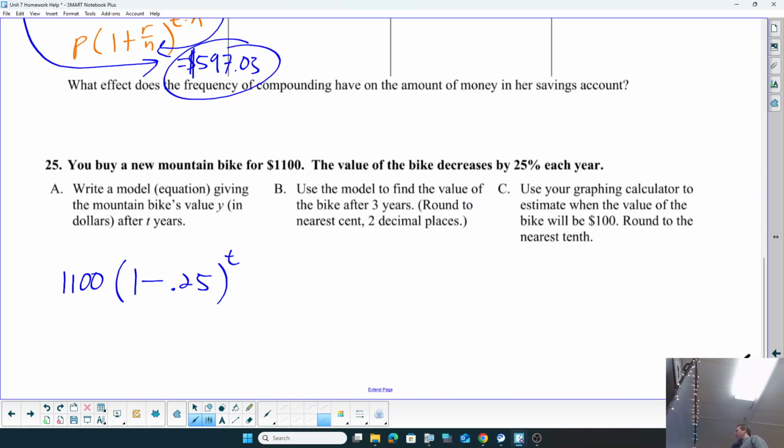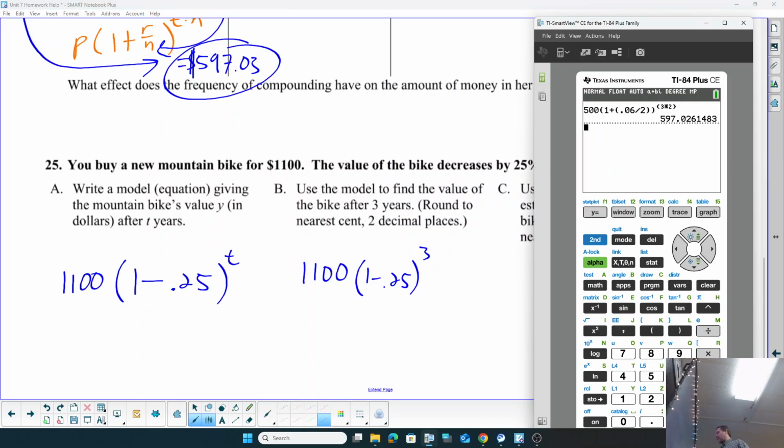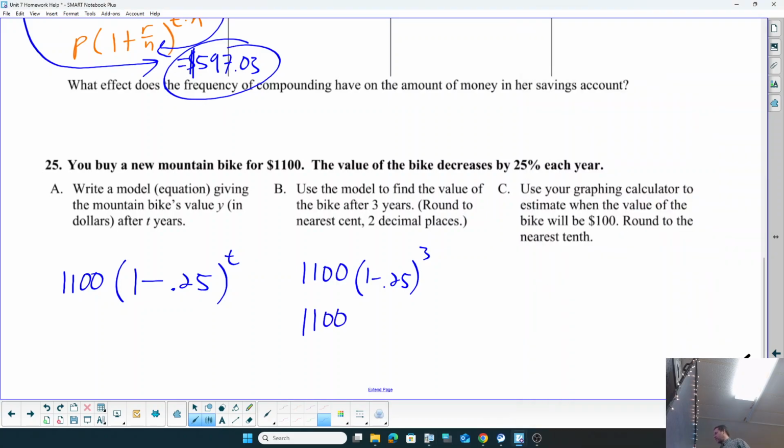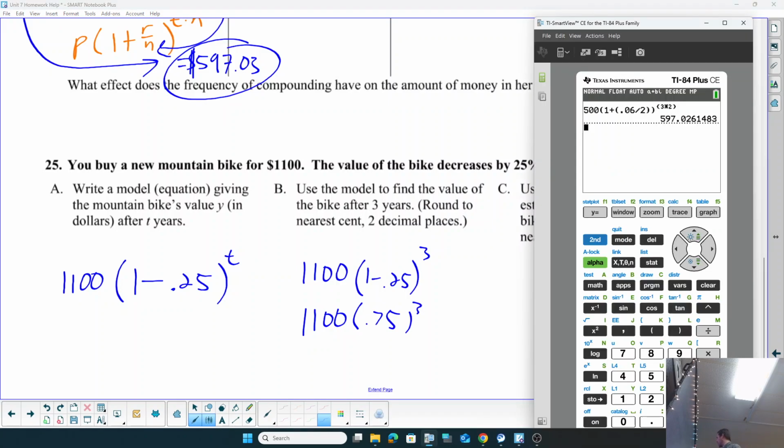Use the model to find the value of the bike after 3 years. So 1,100 times 1 minus 0.25, which is actually 0.75. But I really like the 1 minus, that's just nicer. And then 3 years. So we're just going to plug that into our calculator. Another way to do it, both ways work, would be 0.75. Maybe that's faster to type into your calculator.